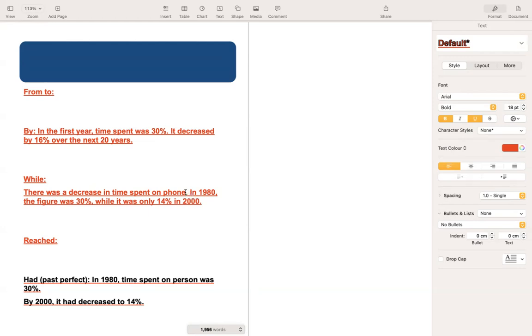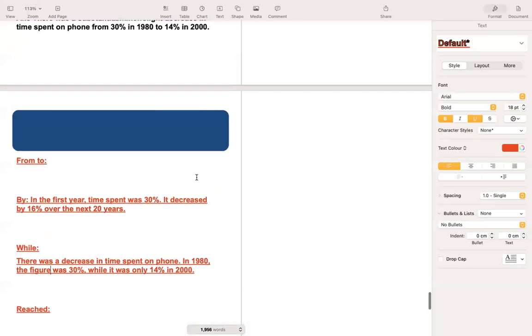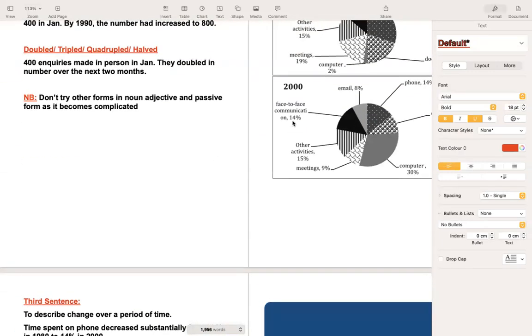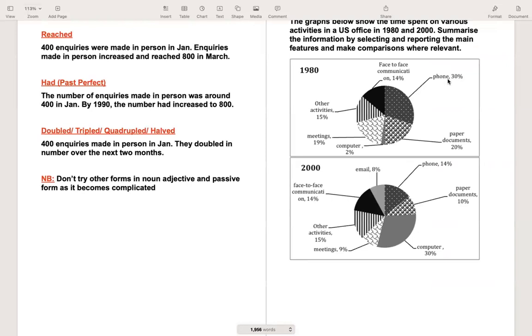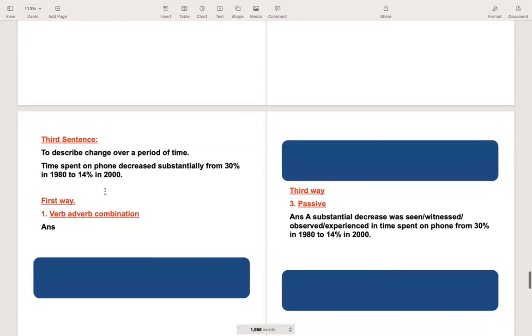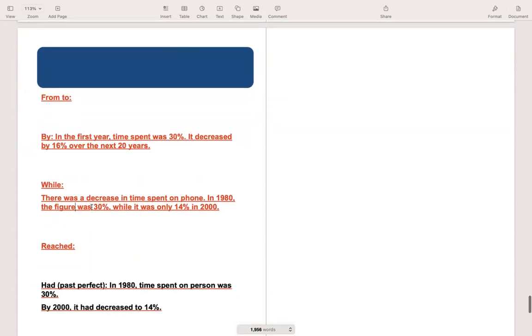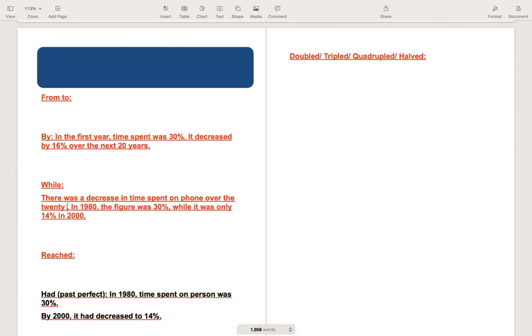So can we write "time spent on phone decreased in 1980"? It didn't decrease in 1980, right? That would mean the decrease had already happened in 1980. But if you look here, in 1980, what's the figure? 30%. When did it actually decrease? In 2000. Between 1980 and 2000, over these 20 years. So you cannot write "in 1980". You'll just write one sentence: There was a decrease in time spent on phone over the 20 years. And then you give the data. In 1980, the figure was 30%, while it was only 14% in 2000.